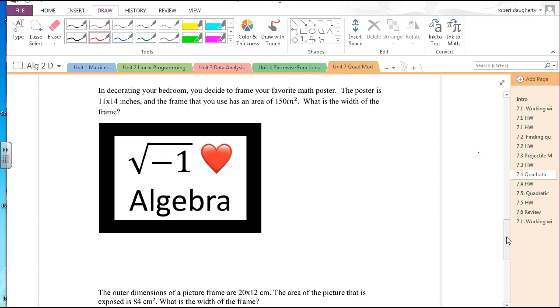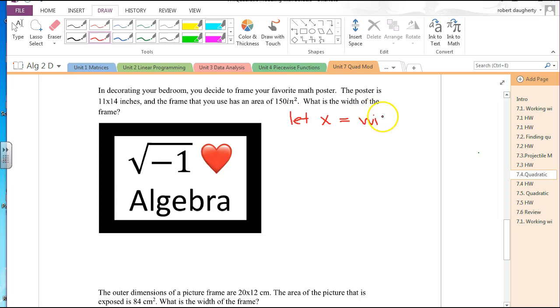So in decorating your bedroom, you decide to frame your favorite math poster. The poster is 11 by 14, and the frame that you use has an area of 150 square inches. What is the width of this frame? And all of these, we're assuming the frame is uniform width. So what is my variable here? Let x equal the width of the frame.